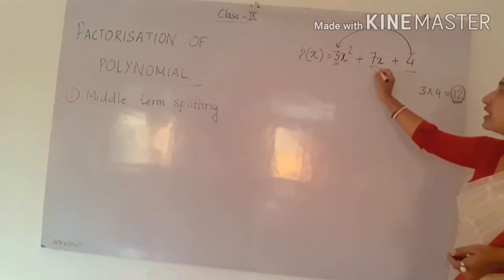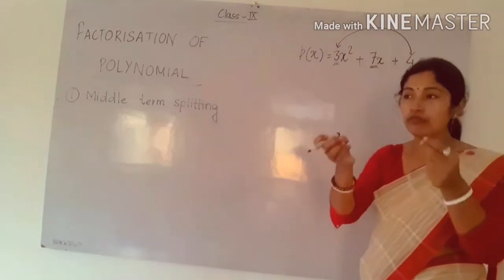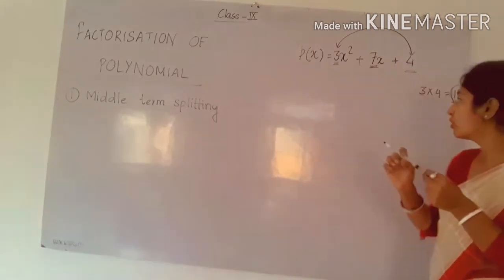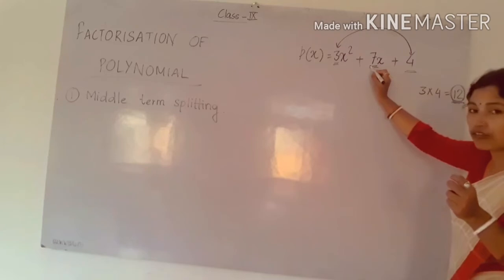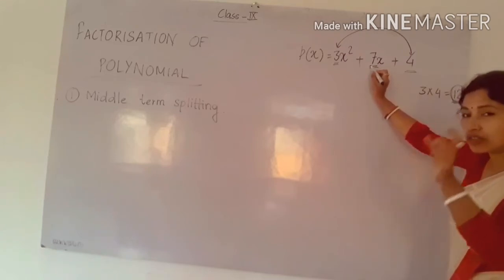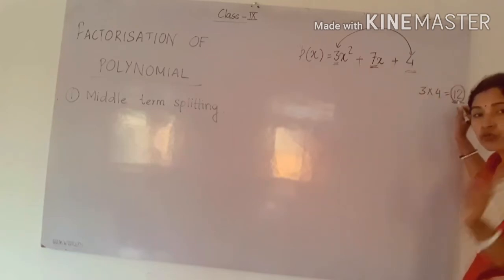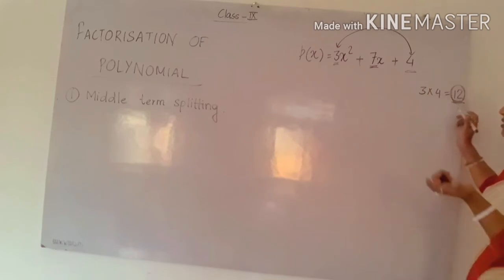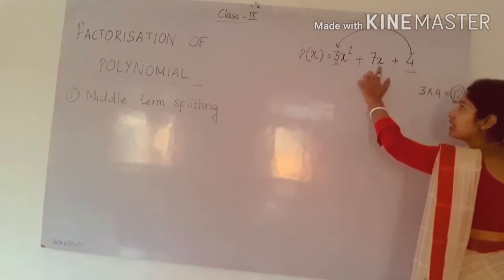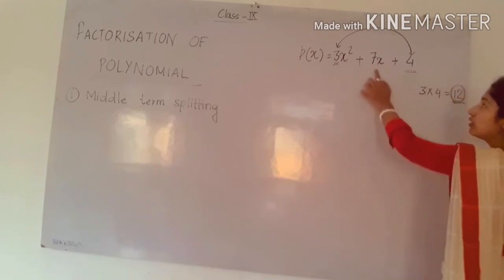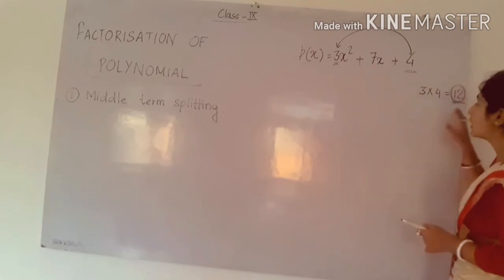So what we have to check? You have to split 7 into 2 parts, so that when we multiply the 2 parts, the answer will come as 12. Okay, what is the condition? You have to split 7 into 2 parts, so that the 2 numbers, when multiplied, the answer should come as 12. So yes, we can split 7 into 2 parts like 3 and 4. When we add 3 and 4, we get 7, and when we multiply 3 with 4, we get what?